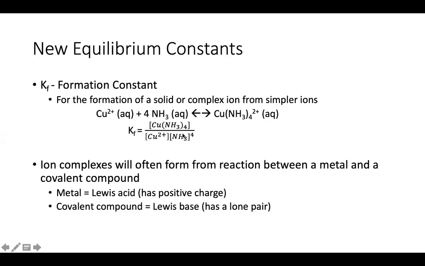So the concentration of ammonia here would have to be raised to the 4th in our Kf equation. Okay, and we often form these complex ions during a Lewis acid-base reaction. That's definitely a very small note just to keep in mind, with the metal, in this case copper, being the Lewis acid, and the covalent compound, in this case ammonia, being the Lewis base. And remember that Lewis bases by definition need to have a lone pair, which makes sense, ammonia has a lone pair.